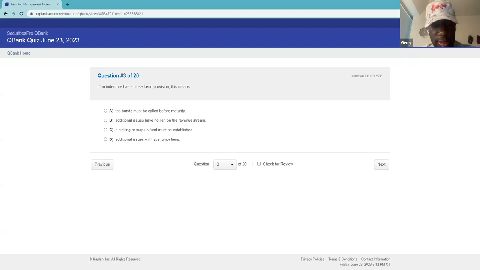So in this case, just to walk you through how I'm thinking about it, I would eliminate A, and then I would eliminate D. Well, be careful, because closed-in means different things in different bonds. But if it's closed-in, that means people have priority. In other words, if I sell more bonds behind you after I've sold you the bonds, then people behind you have a junior lien.